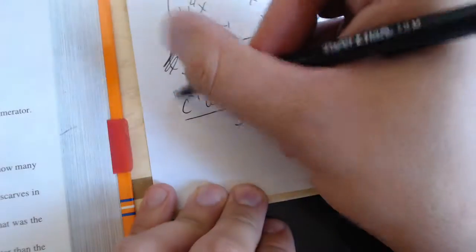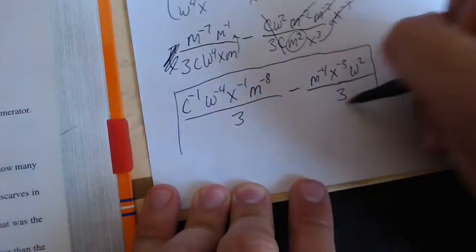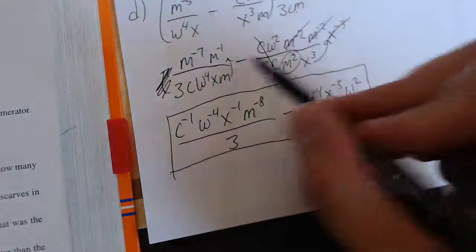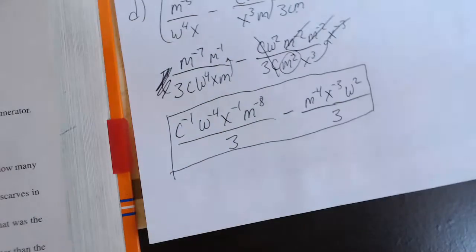Now these problems can get a little confusing, especially if you don't write neatly. So make sure you check all of your exponents and variables and make sure that you've not left any out.